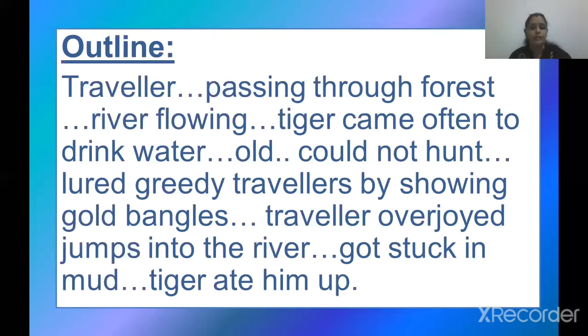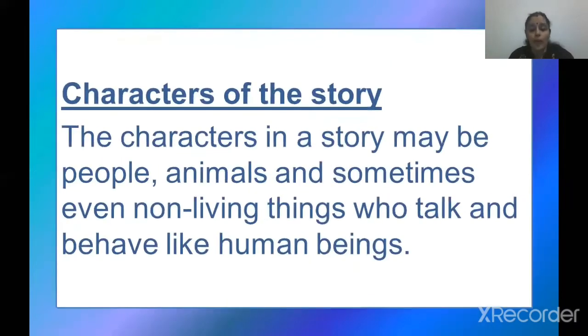So an outline is a word or phrase given to you in the form of points telling us about the sequence of the story. What is the sequence of the story? Who the characters of the story are is mentioned in this outline. But when we write a story, what are the main important things we need to know? About whom are we writing? There have to be some characters in the story, right? The characters in a story may be people, they can be animals, and sometimes even non-living things who talk and behave like human beings, right?